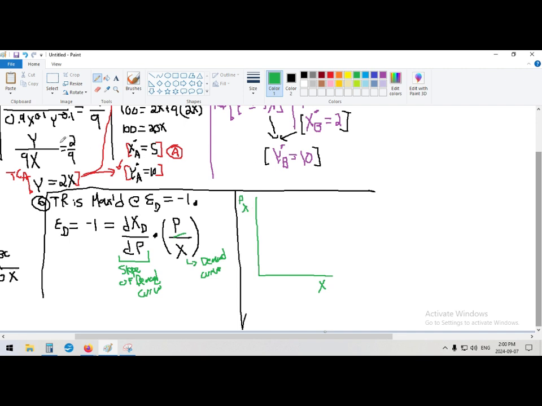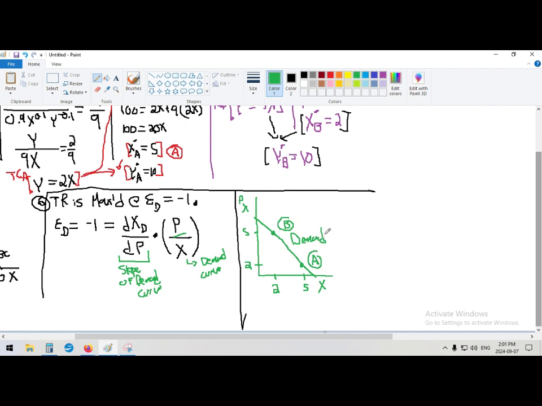From earlier, when we had a price of 2, you can see the x star A was 5. So it's going to be point A. And then for point B up here, the xb was 2, and that's for a price of 5. So if we connect these 2 points, we can figure out our demand curve here.